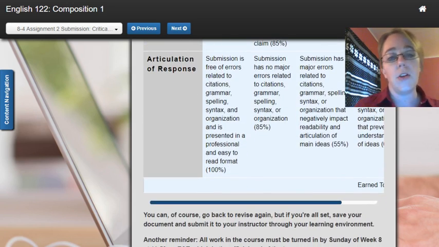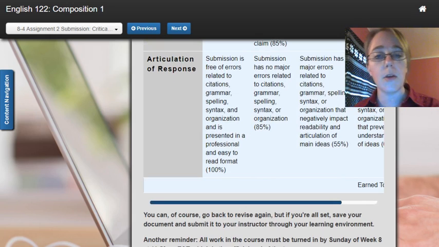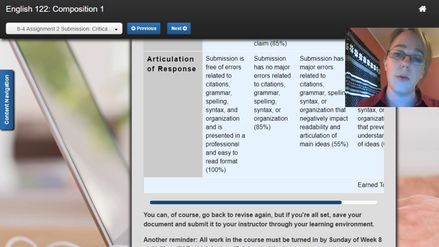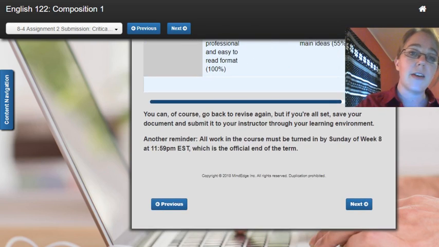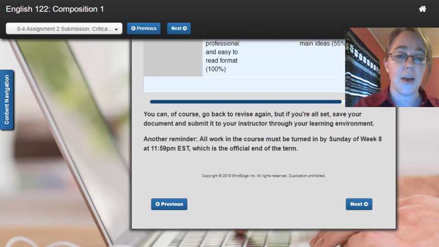And then again, we will be looking at the articulation of response. We want to make sure that there are no major errors in terms of grammar or organization or spelling. Make sure we're using the right word choices, maybe not using so many contractions, and making sure that our citations are correct. Now again, the only thing that we should be citing, as we've touched on throughout the course, is that article. We are not using any outside sources. So let's make sure that our one works cited or reference page entry is correct. And again, you can always send your paper to me early, and I'll be happy to review it before you have that final submission.